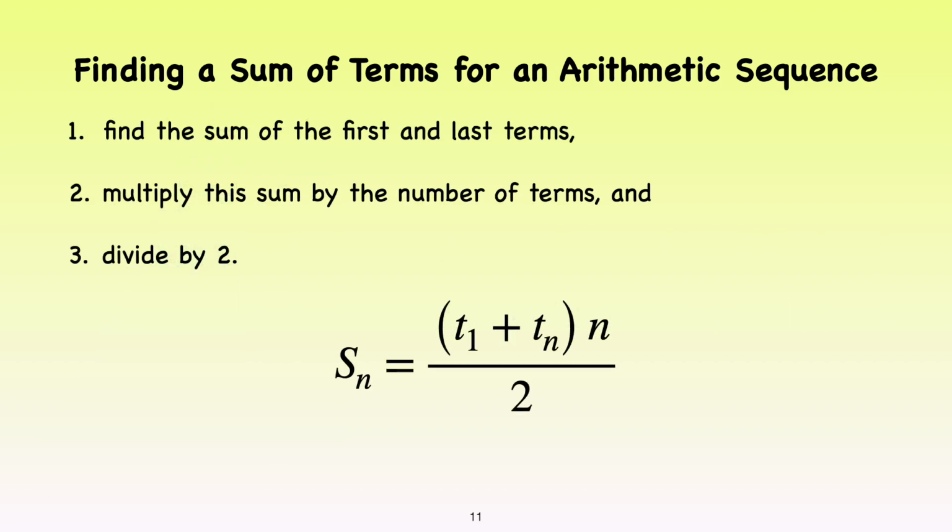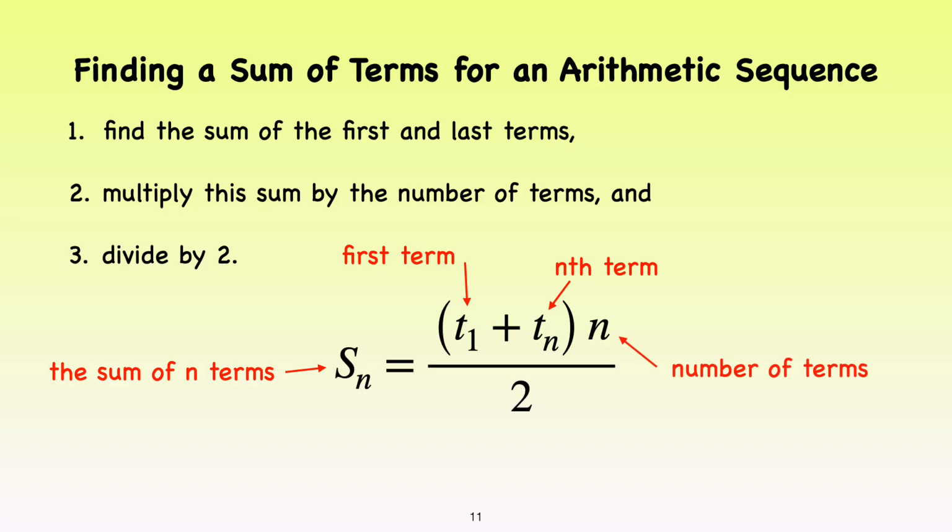Onward. Here are the steps for finding the sum of the terms in an arithmetic sequence. The sum of the terms in a sequence is the sum of the first term added to the nth term, which is the last term, and then that sum multiplied by the number of terms, and then divided by 2. Pause here and make some notes.